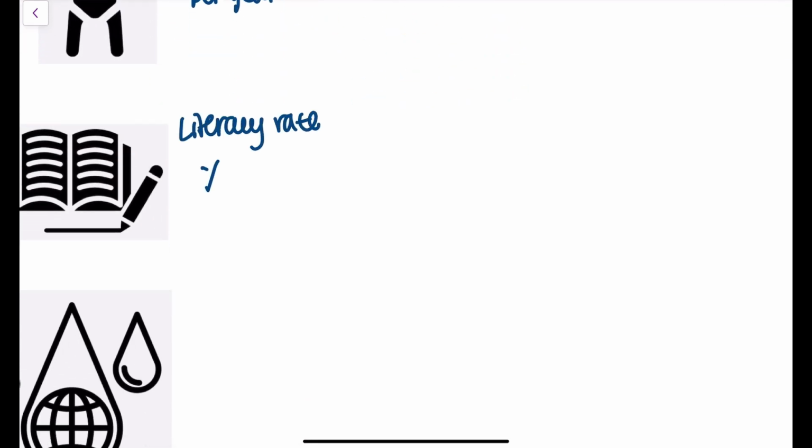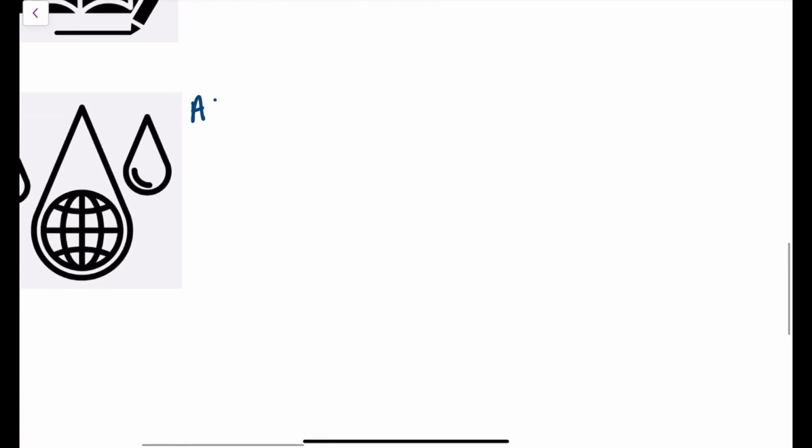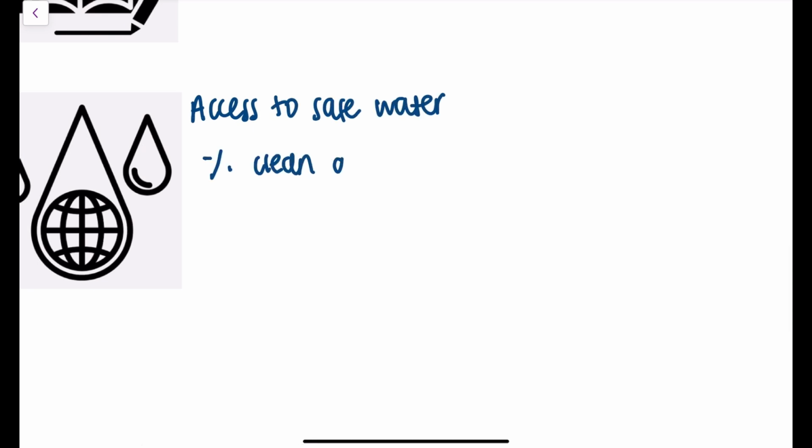We then have literacy rate, which is simply the percentage of people who have basic reading and writing skills. Again, tells us about education. We then have access to safe water, which is the percentage of people who can get clean drinking water.